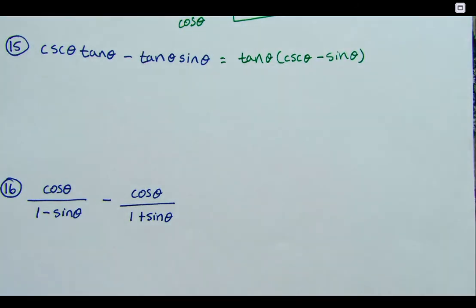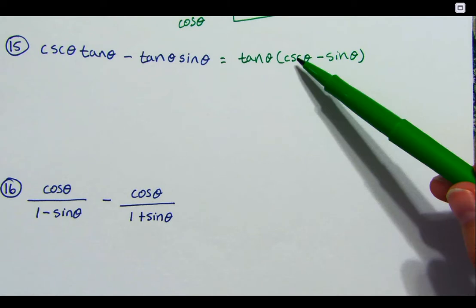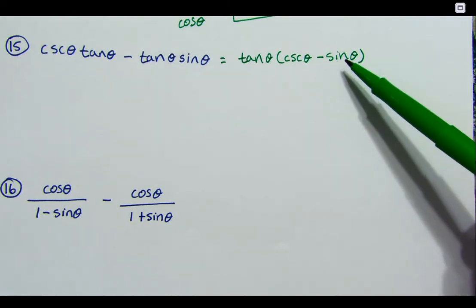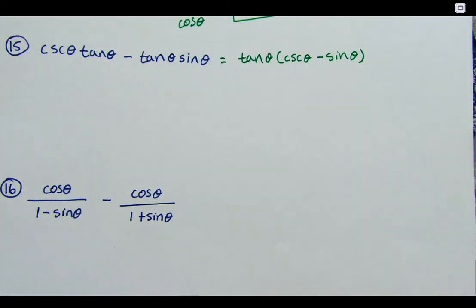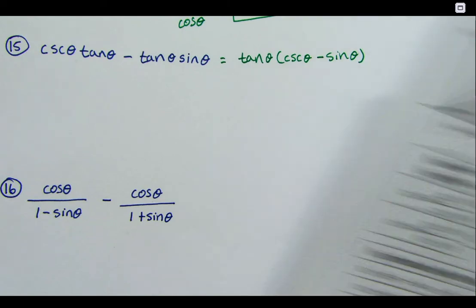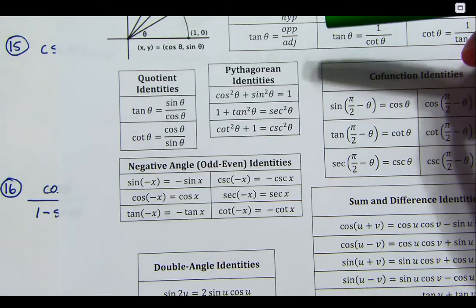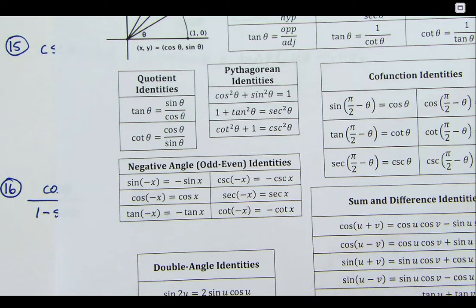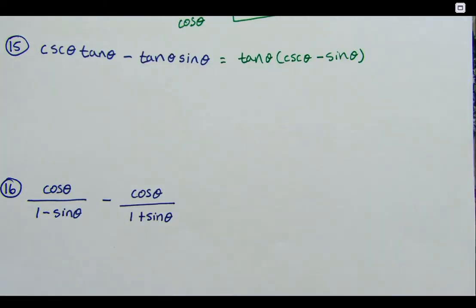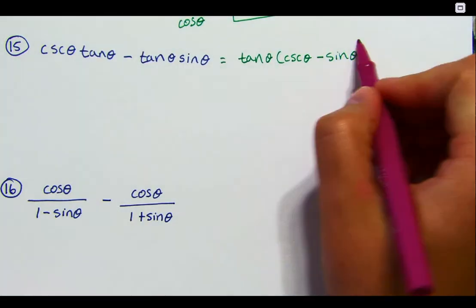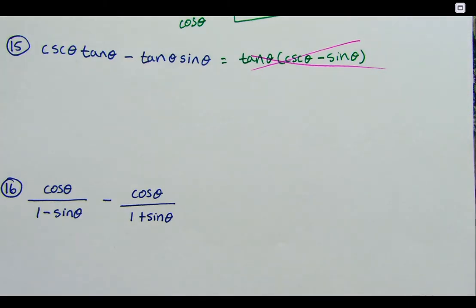But if I do that in this case, it doesn't help me move forward because I can't replace this with one of my Pythagorean identities. So typically, if we are going to factor, we want to create one of these things so that way we can replace it. So factoring in this case is not helpful. So I'm going to cross that off and I'm going to start over.